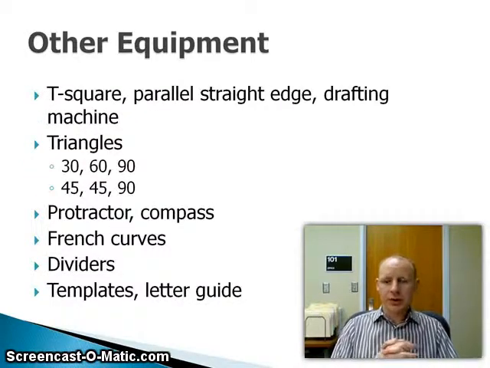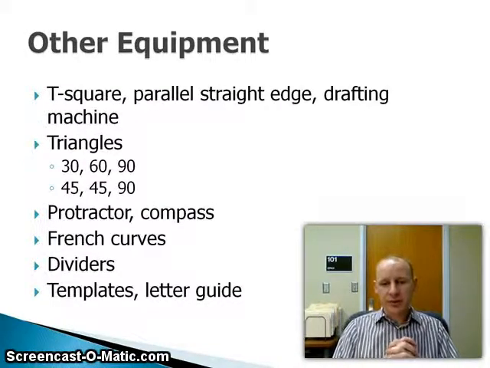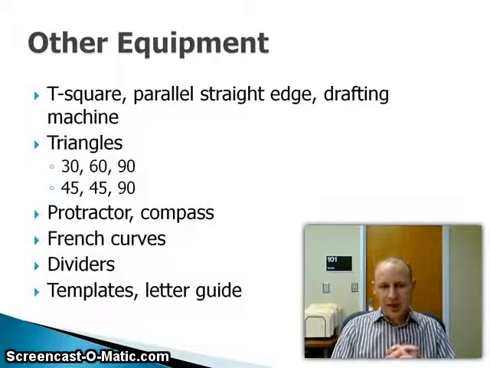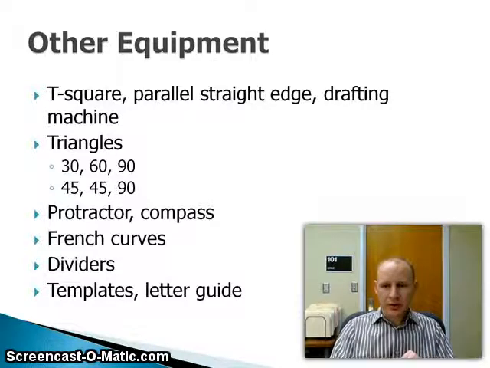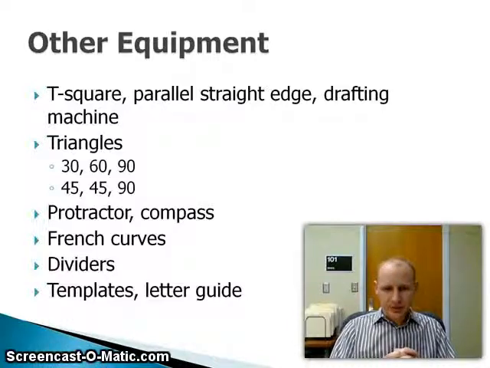Other equipment that we use in our drafting process, we use a T-square. That allows us to draw a perfectly horizontal line, but then it also allows us to use triangles as we set a triangle on top of a T-square. Depending on the angle of that triangle, we could draw a variety of other lines as well. And so that T-square gives us a nice parallel straight edge.